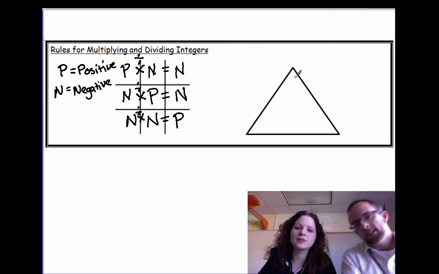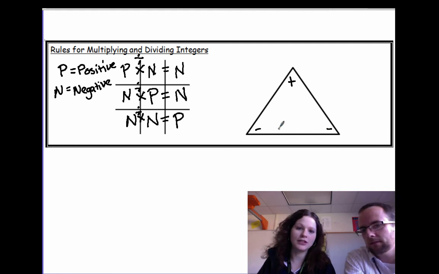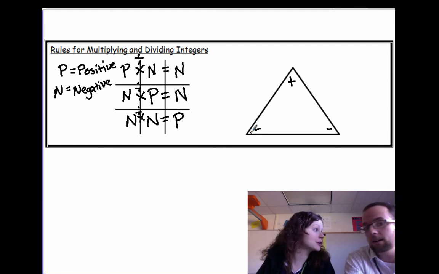All right, so my favorite's the triangle. And I can just remember this one easier because you put a positive at the top and then the rest is negative. So you just follow it around. A negative times, which direction? Doesn't matter. Whatever your first number is, that's where you start.